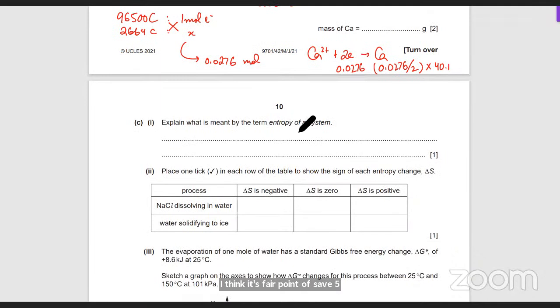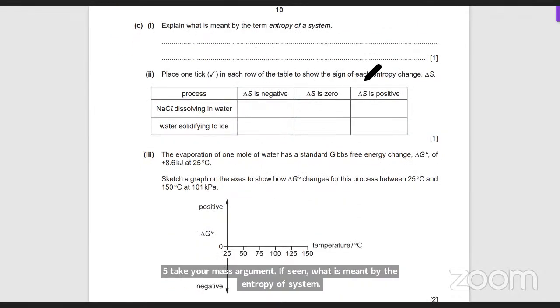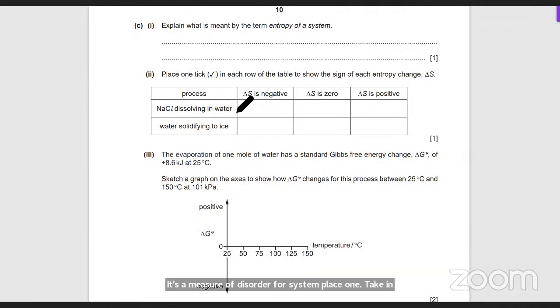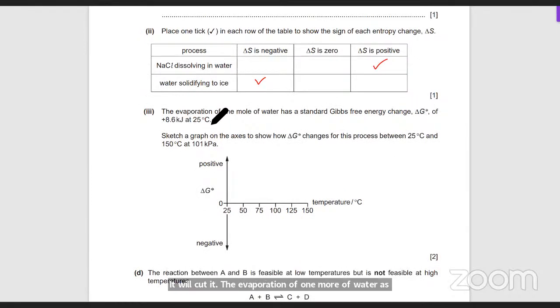Explain what is meant by the entropy of a system. It's a measure of disorder of a system. Place one tick in each row of the table to show the sign. NaCl dissolving is obviously entropy increasing. Water solidifying to ice, that's entropy becoming negative. Then it says the evaporation of 1 mole of water has a standard Gibbs free energy of delta G of 8.6 at 25. Delta G positive means it's not going to happen. The evaporation of water is not feasible at 25.